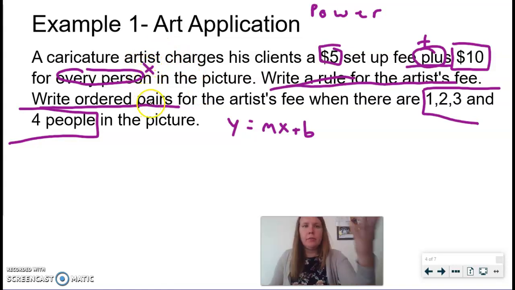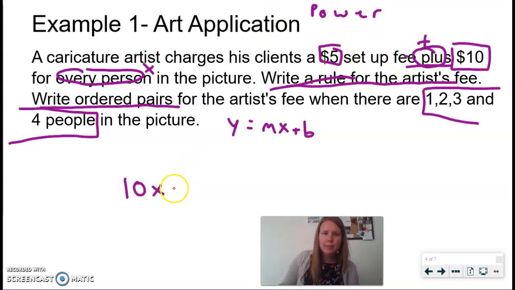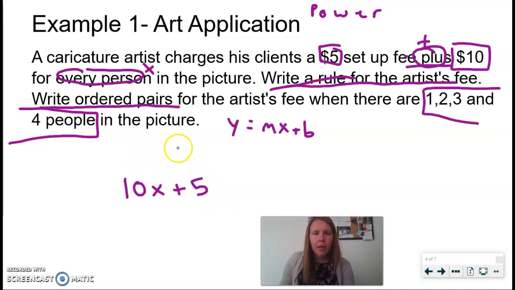So it's $10 for every person. So maybe actually I put in 10p, but we're going to put it 10x, because it costs $10 per person. So if me and my best friend decide to go get a caricature, it's $10 per person in the picture, plus this additional fee of $5. Okay, you could have written it as 5 plus 10x. That would have been the same. That's fine. And then I'm just going to set it with y. Okay, and that's all I did.